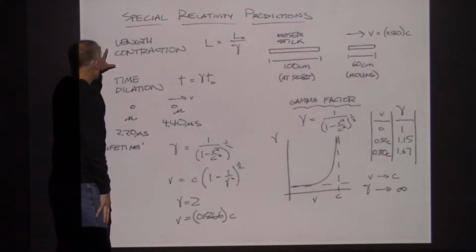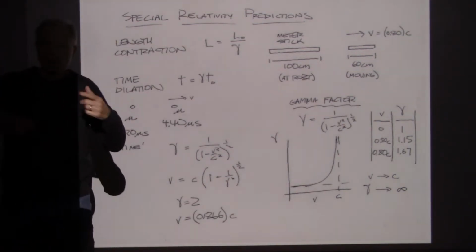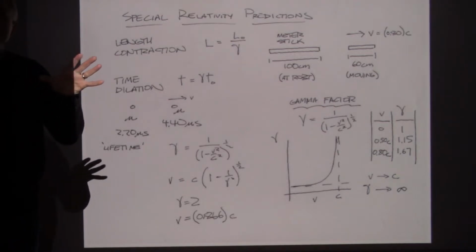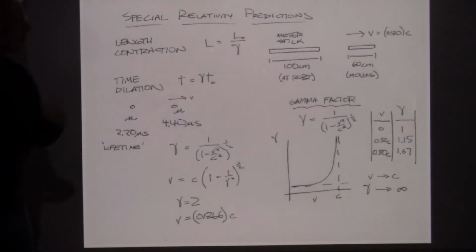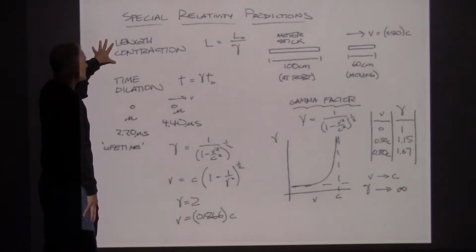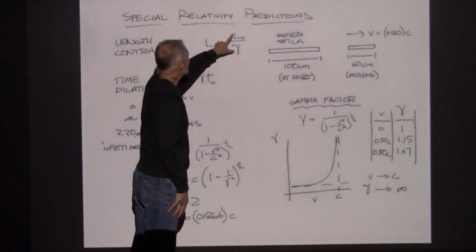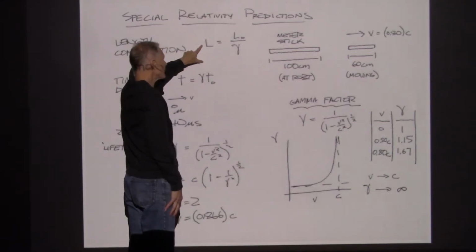So here are some of the predictions that Einstein came up with. When Einstein developed the formulas saying how distance and time could vary between different reference frames, here's what he came up with. There's this effect called length contraction. So the length measured in one reference frame will not be the same distance measured in another.